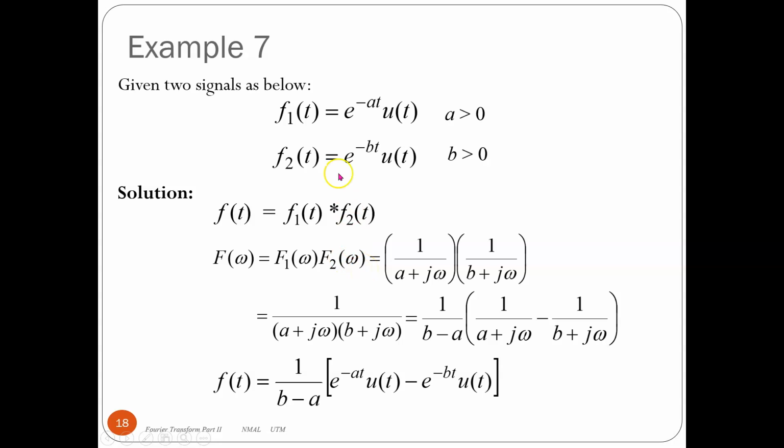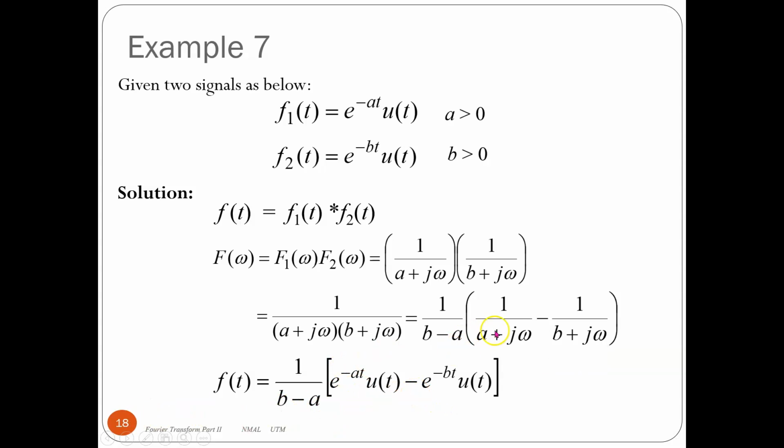You need to find the Fourier transform for f1 first. Based on the given list of formulas, we get the Fourier transform for f1 as 1 divided by a plus j omega, and for f2 it is this one. So you just multiply these, solve this equation, and we will get this equation. From this, if you want to find f(t), the original signal, you can just perform the inverse Fourier transform for this F(omega), and it will become like this.